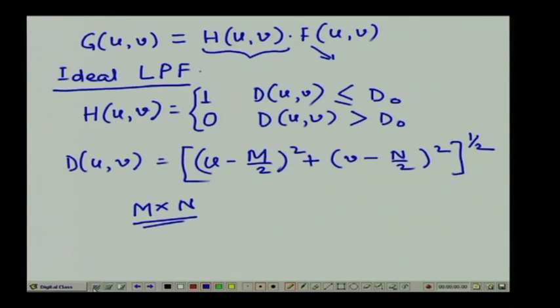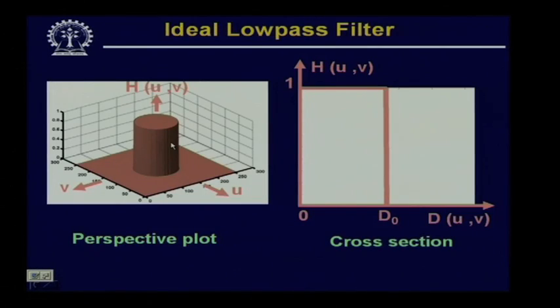A plot of this kind of function is like this. Here you find that the left hand side shows the perspective plot of such an ideal filter, whereas on the right hand side we show the cross section of such an ideal filter. In such cases, we define the cutoff frequency of the filter to be the point of transition between H(u,v) equal to 1 and H(u,v) equal to 0. In this particular case, this point of transition is the value D0, so we consider D0 to be the cutoff frequency of this particular filter.